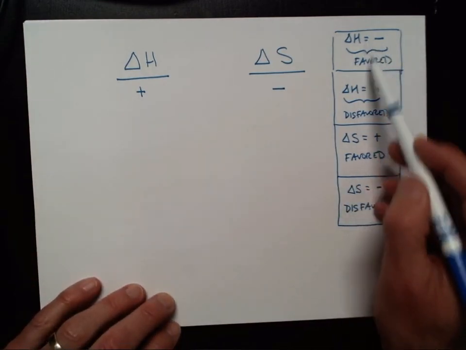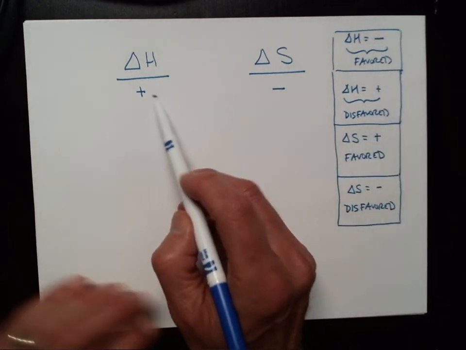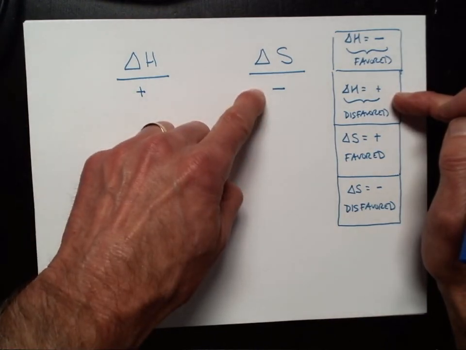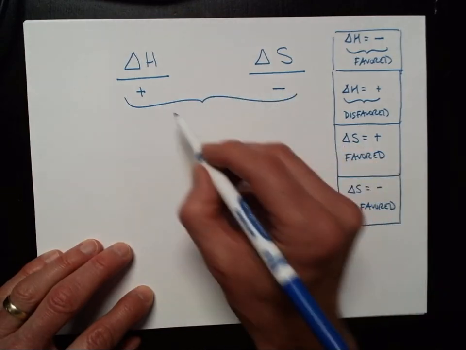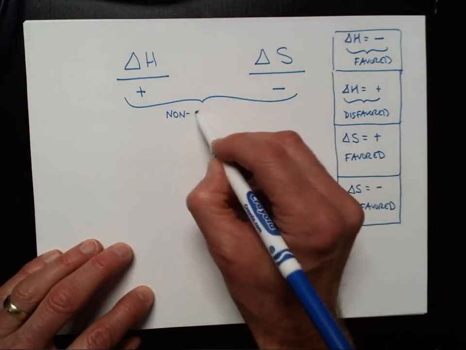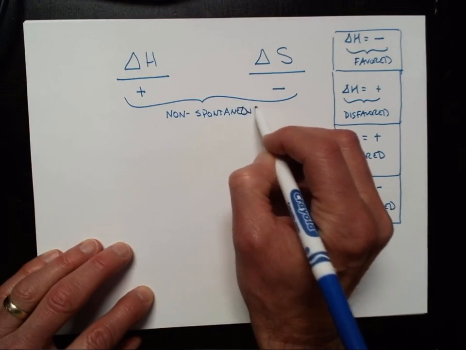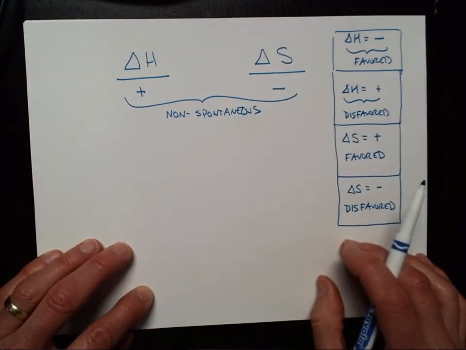But remember, we've got to take these two things in concert. So we could have the case that delta H is positive, which is disfavored, and delta S is negative, which is disfavored. That's probably not going to happen at all. This is going to be non-spontaneous. So in other words, if we want something like that to happen, we're going to have to put some energy into the system to get it to go.